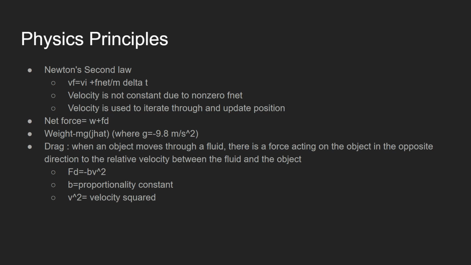The net force is calculated by adding together all the forces acting on the object. In this case, that would be the gravitational force, also known as weight, and the drag force. The gravitational force is found by multiplying the mass of the object by the gravitational constant times j hat. The drag force is the force acting on the object in the opposite direction to its velocity. It's found by multiplying proportionality constant b by the square of the velocity.